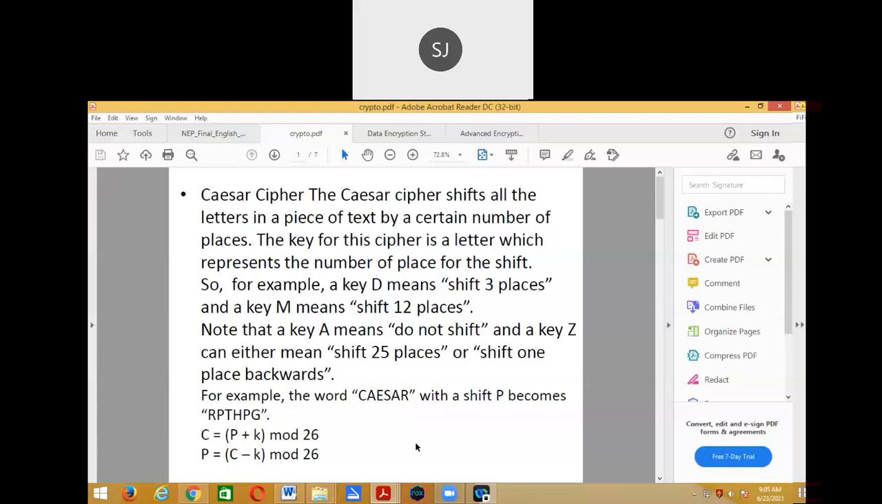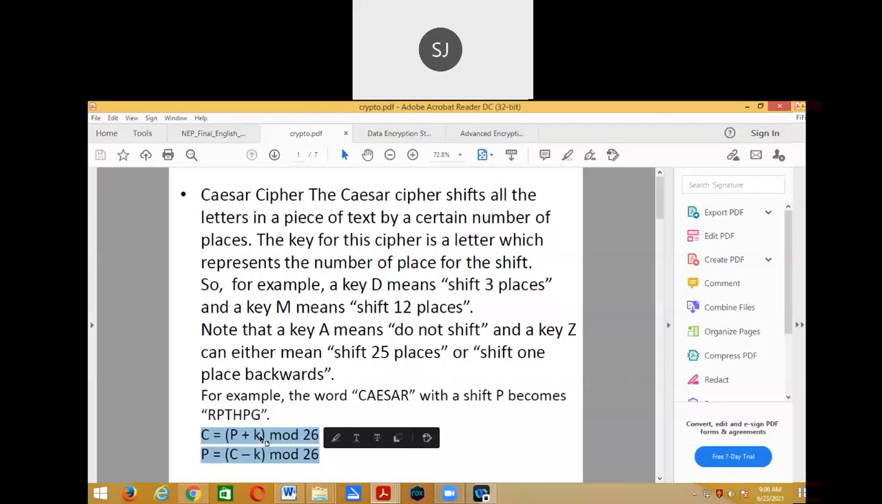Okay. So now, what are the various techniques that are used to achieve confidentiality? That is encryption. Encryption is a technique that is used to achieve confidentiality. The simplest one that we have seen is Caesar cipher. Caesar cipher shifts all the letters in a piece of text by a certain number of places. You just see here, this is Caesar cipher.